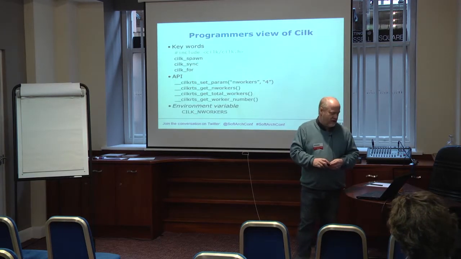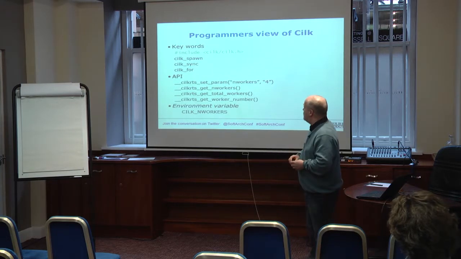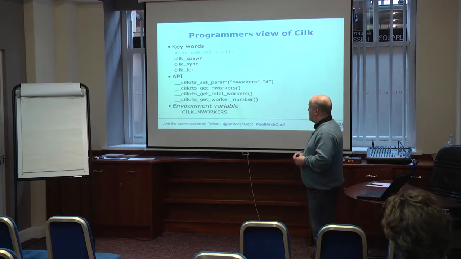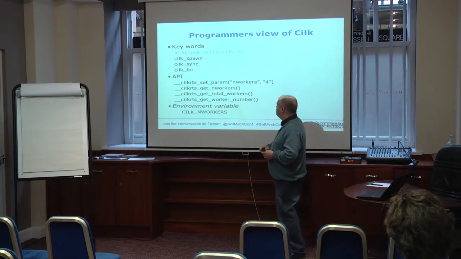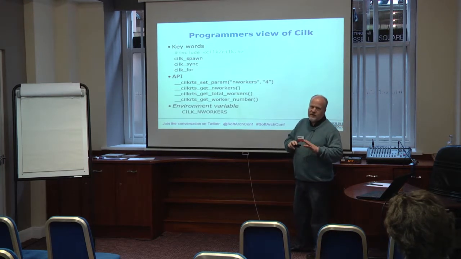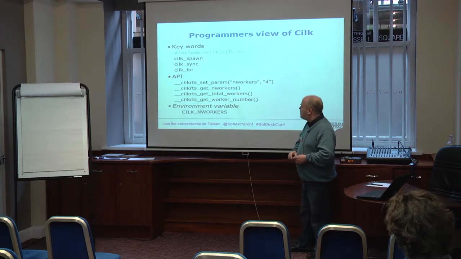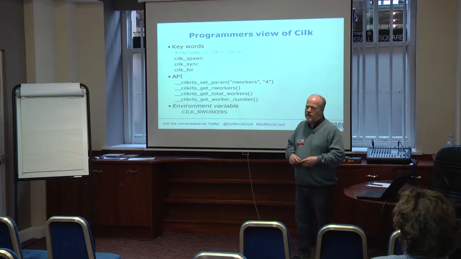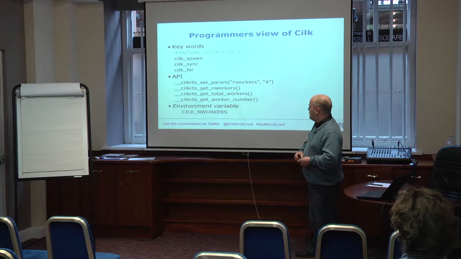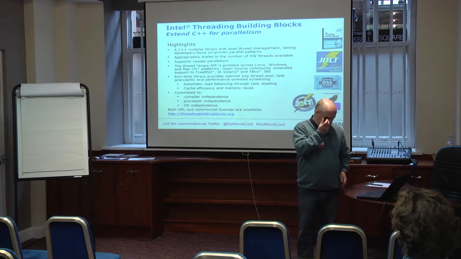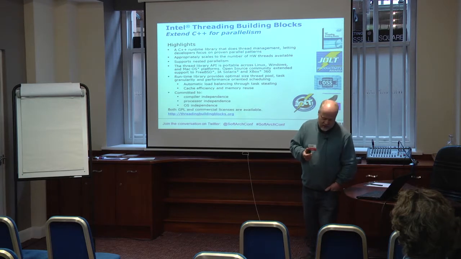From a programming point of view, if you're using Cilk Plus, you just have to include a header and use the keywords. You can use various APIs, which are all involved in setting the number of workers. So you have very limited control from the API. It's just about either getting information about how many workers are available, or setting them. And likewise there's an environment variable to do the same thing. So that was Cilk Plus.